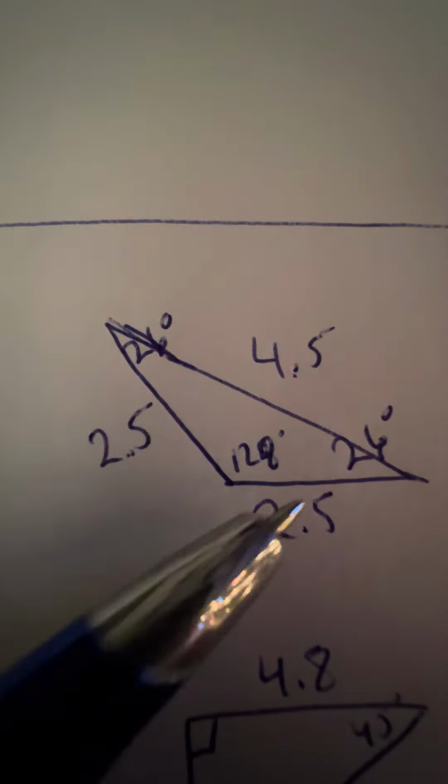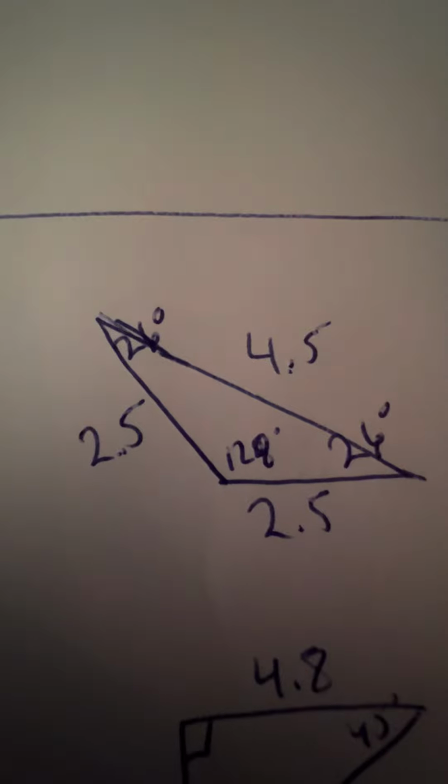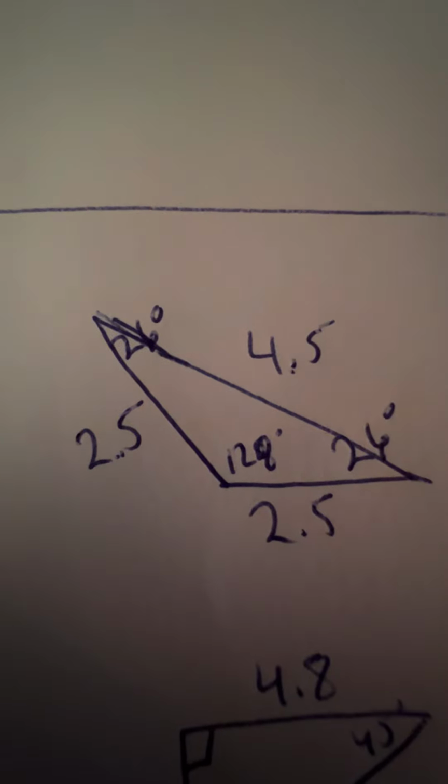And then the side lengths, because there are two sides that are equal to each other, this is called an isosceles triangle. So isosceles is when at least two sides are equal. That is what that is called, an isosceles triangle.